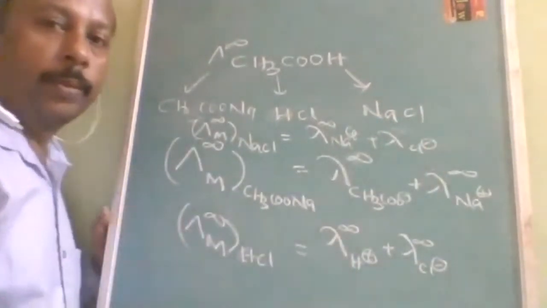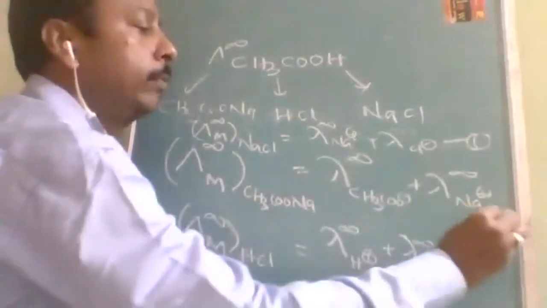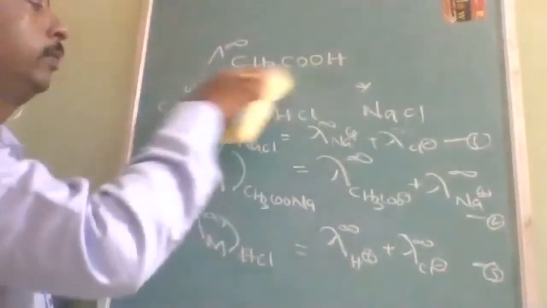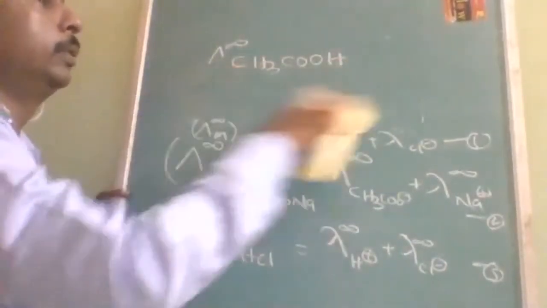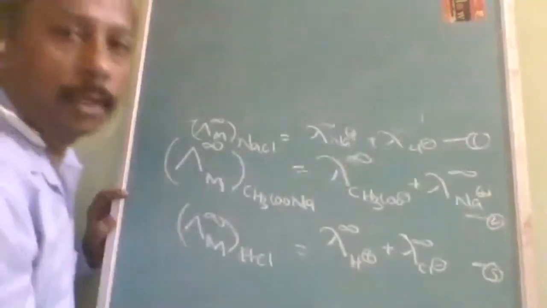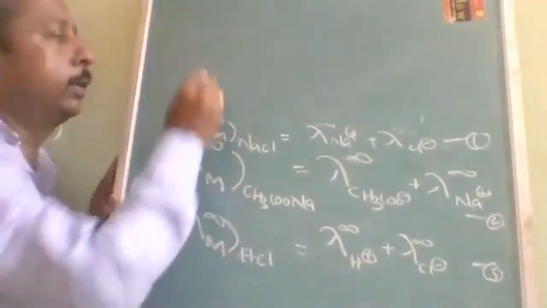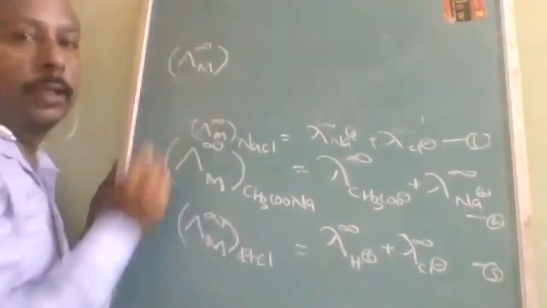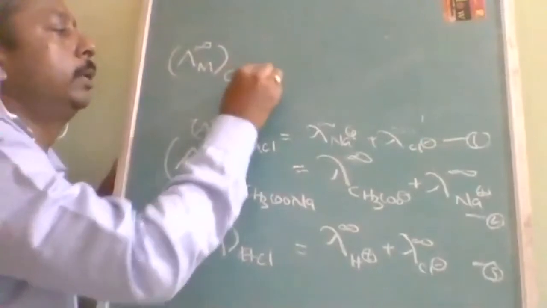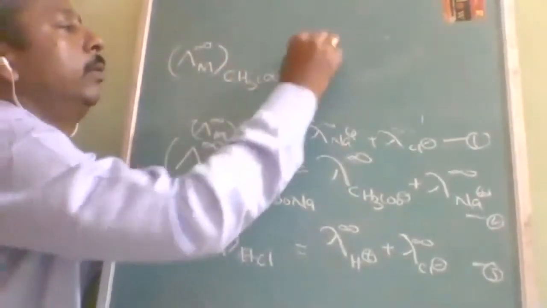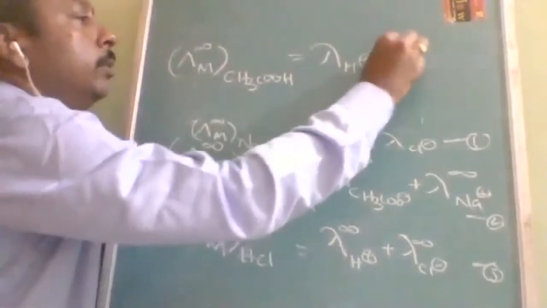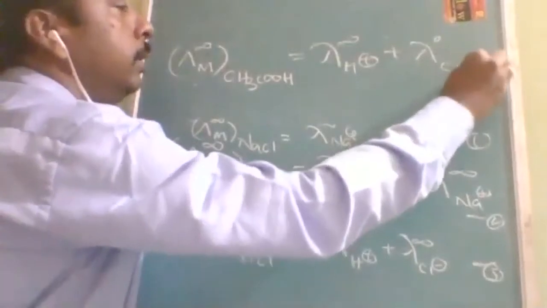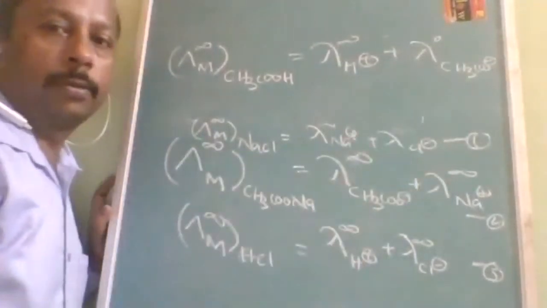So these three equations, let me take them as 1, 2 and 3. By using these three equations, I want to find out which value? This value. According to Kohlrausch's law, we can form this equation: molar conductivity at infinite dilution of the weak electrolyte CH3COOH is equal to lambda of H plus plus lambda infinity of CH3COO minus. Is it understood, students?